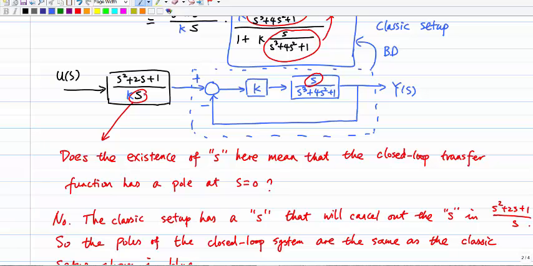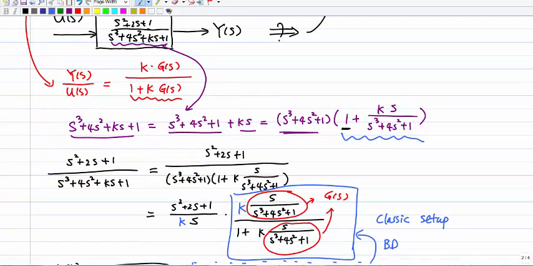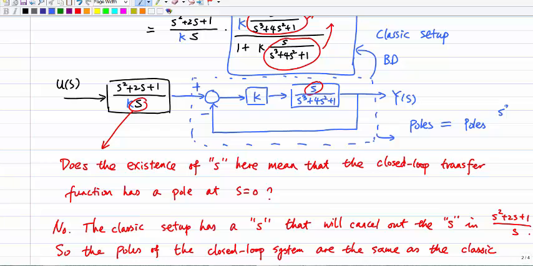So which means from the closed loop transfer function point of view, what I want to say is, I only need to look at this. So this portion, the poles of this portion is equal to the poles of this one, S squared plus 2S plus 1 divided by S cubed plus 4S squared plus KS plus 1. They have the same pole because you don't have extra pole over here, right? So there's no pole. So this is equivalent to the previous one, and this is the same as this portion. That's why I can only look at this one, the classic setup.